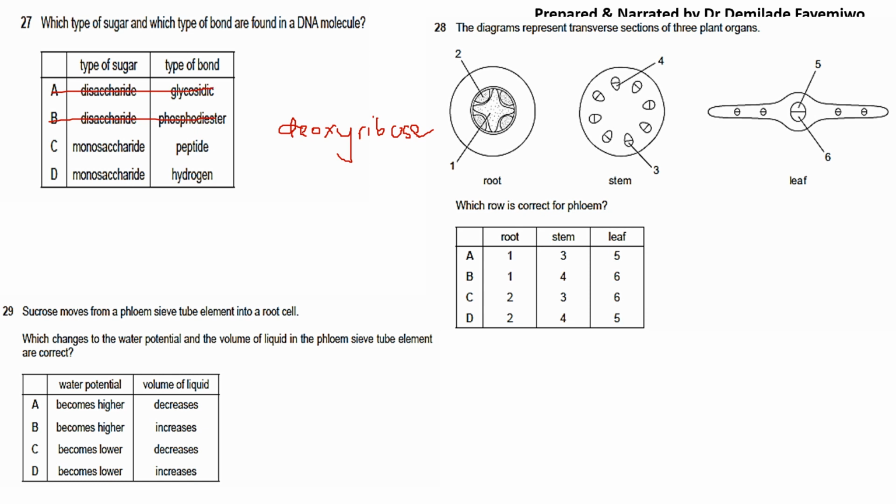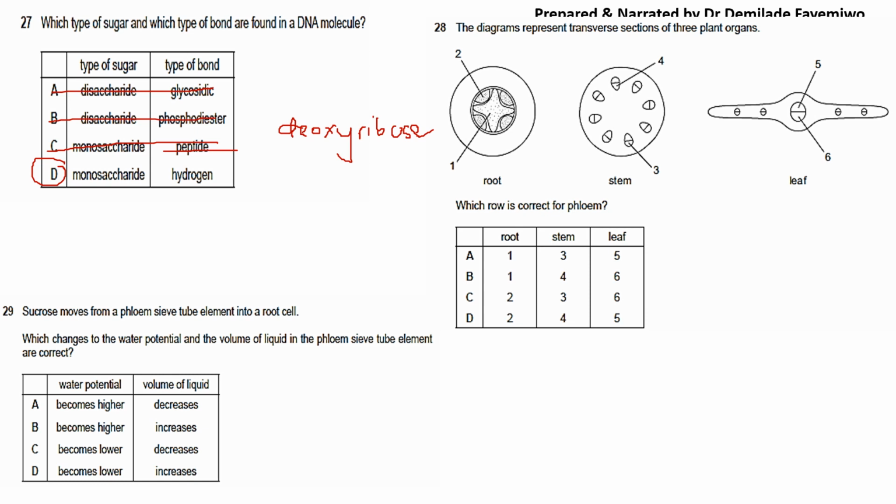All right. And because it is a sugar molecule that is bound to a phosphate and all of that, there is no way it would have a peptide bond, because peptide bonds are for proteins. And that just leaves you with the answer D. See how easy that is? Let's look at 28. 28 is the one on the right here.